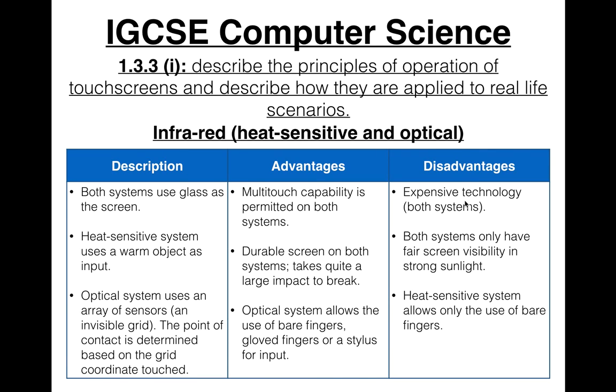But infrared is quite expensive, and they only have fair screen visibility in strong sunlight, so it's kind of annoying. And the heat-sensitive system allows only the use of bare fingers. There's also one other thing. If you're using a heat-sensitive device in cold weather and your fingers are cold, then it's not going to work if you try to touch your screen. That's why heat-sensitive systems aren't really common.